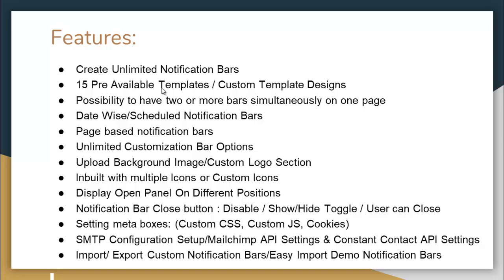It is also inbuilt with multiple icons or your own custom icons. You can display the open panel in different positions. There is a notification bar close button, which you can disable, show, hide, toggle, or the user can close. You will also have the setting meta boxes for custom CSS, custom JavaScript, and cookies, SMTP configuration setups, Mailchimp API settings, and Constant Contact API settings. You can also import and export custom notification bars with easy import of demo notification bars.